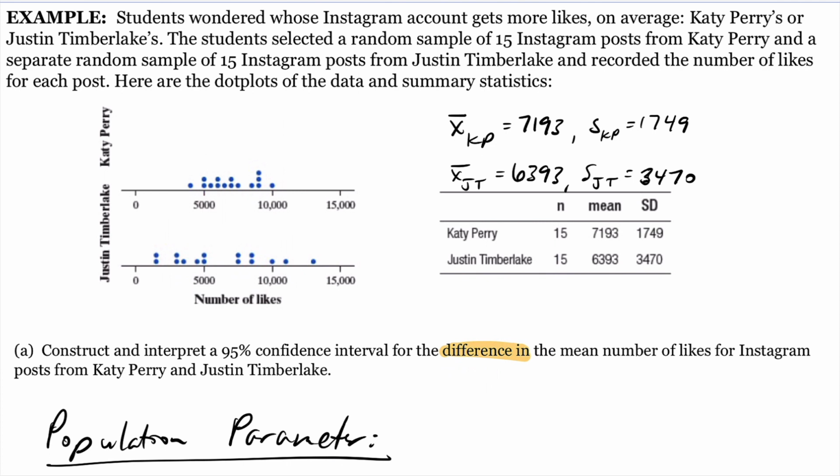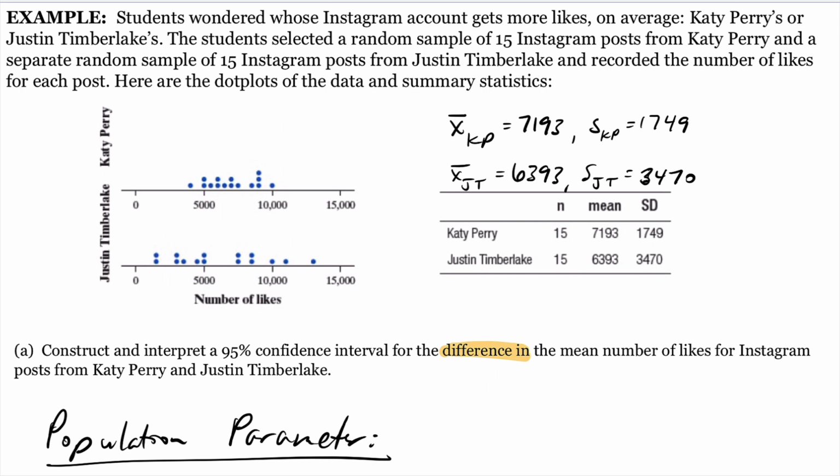So real quick again, students wondered whose Instagram account gets more likes on average, Katy Perry's or Justin Timberlake's. The students selected a random sample of 15 Instagram posts from Katy Perry and a separate random 15 Instagram posts from Justin Timberlake, and recorded the number of likes from each post. Here are the dot plots of the data and summary statistics.